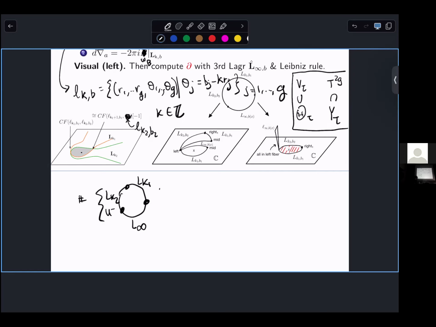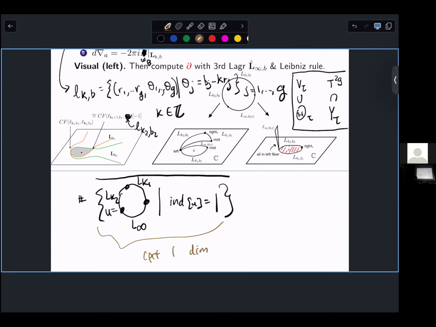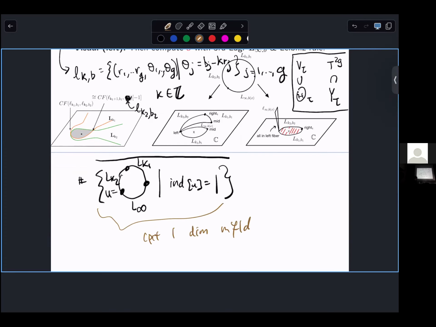U equals this disk, such that the index of U is 1. And then we compactify. So this is now a compact one-dimensional manifold. So it's collections of things like this and things like this. In particular, the signed count of the boundary of each of these is 0, because this is like plus and minus, and this one doesn't have a boundary. So if we take the boundary of this, we get 0.